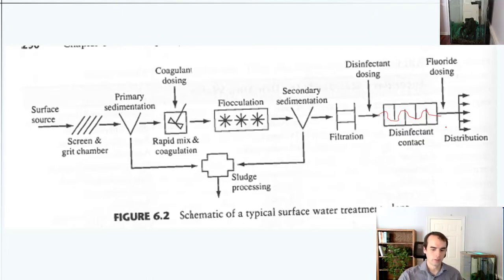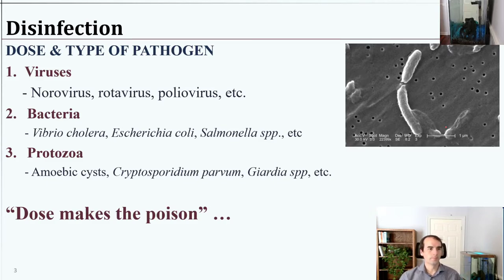Ideally, we design that so that it's the right amount and nothing too chlorinated. Okay, so for disinfection, the dose and the type of pathogen are really important. So if we have some pathogen that is particularly dangerous, particularly infective, and maybe we have something that's particularly resistant, we want to make sure that we are accounting for these factors. So as we consider the types, like the general classifications, I'll talk through a few examples here.